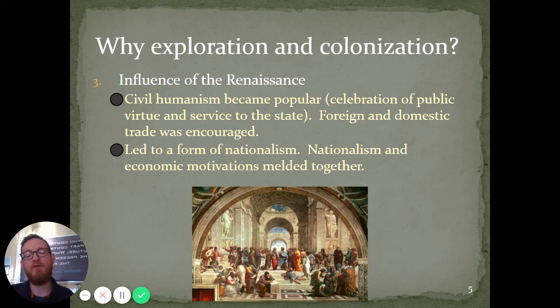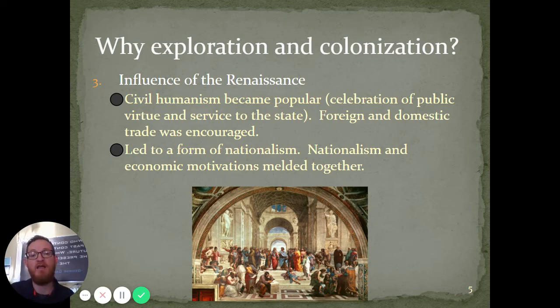You'd also have the influence of the Renaissance. Civic humanism became very popular, which is basically where you celebrate public service and service to the state. And with that, it basically pushed almost like a form of nationalism where foreign and domestic trade was encouraged because you were seen as a way of helping the state and helping your country.